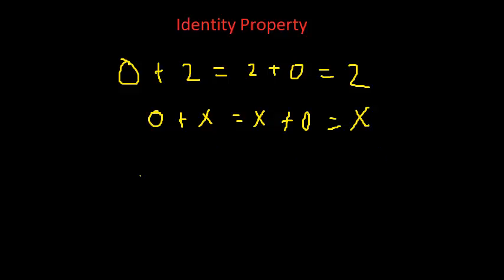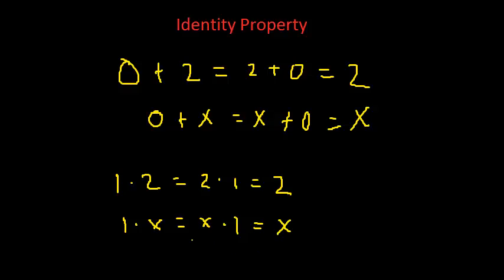The same thing works for multiplication with the number 1. 1 times some number, or that number times 1, always gives you back the number you started with. 1 times x equals x times 1, which equals x. Multiplying by 1 just gives you back what you were working with.